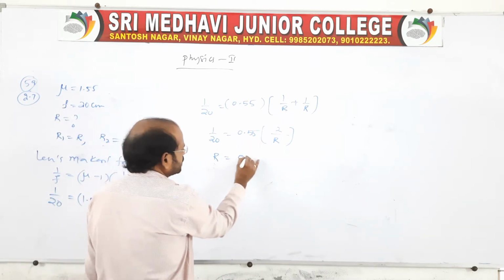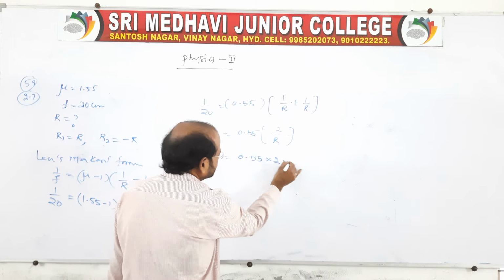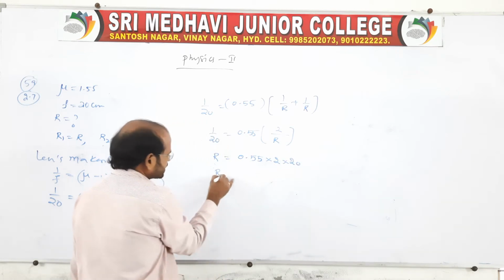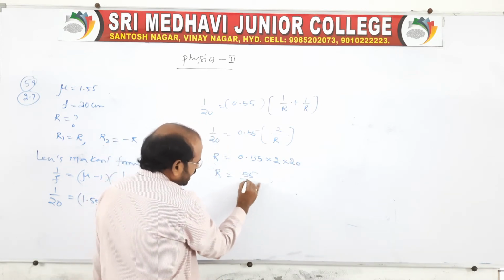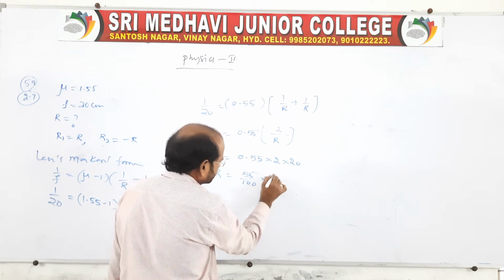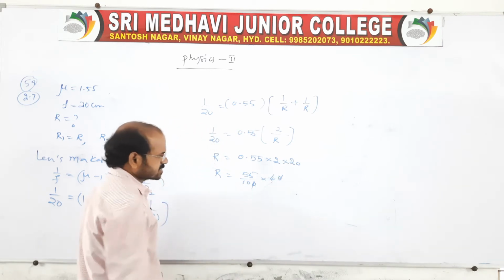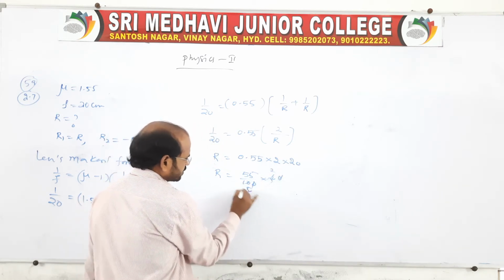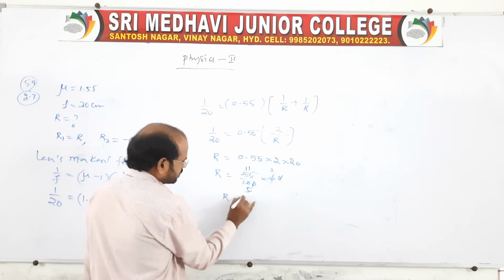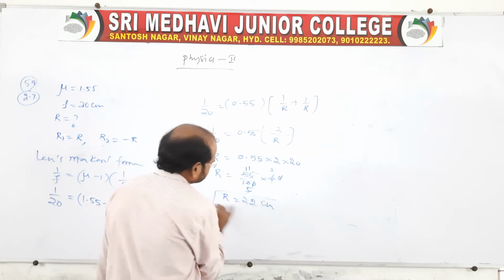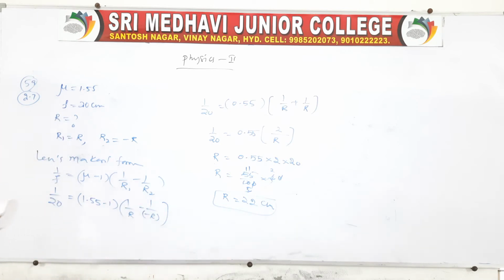r is equal to 0.55 into 2 into 20. So r is equal to 55 by 100 into 40. Shall I cancel like this? Here 2 ones, 2 5s, 5 ones, 5 11s. So it is 22 centimeter. Radius of curvature will be 22 centimeter according to the given problem. You go through this question.